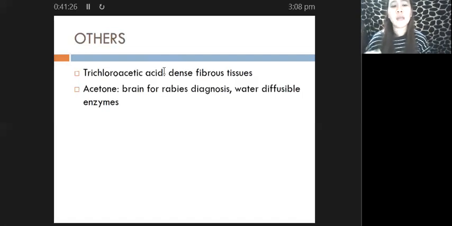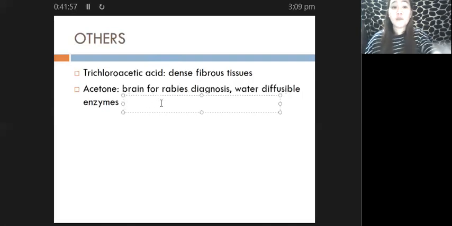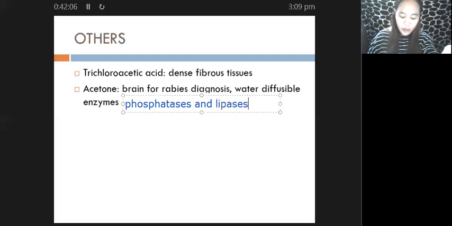All right. So another type of fixative that we can use in the laboratory is acetone. Your acetone, just like Carnoy's fixative, is also utilized for brain samples for the diagnosis of rabies. Apart from that, acetone allows the fixation of water diffusible enzymes. So what are the different water diffusible enzymes which are fixed by acetone? We have phosphatases and lipases, okay?